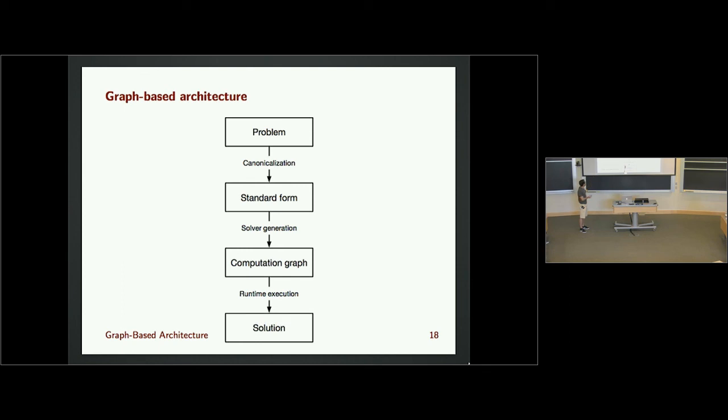Okay, so the diagram for this now is very similar. So we still have our problem that's canonicalized, still do a cone program in this case. And the only difference is that we've replaced this stage, which used to have a sparse matrix representation, with this computation graph.